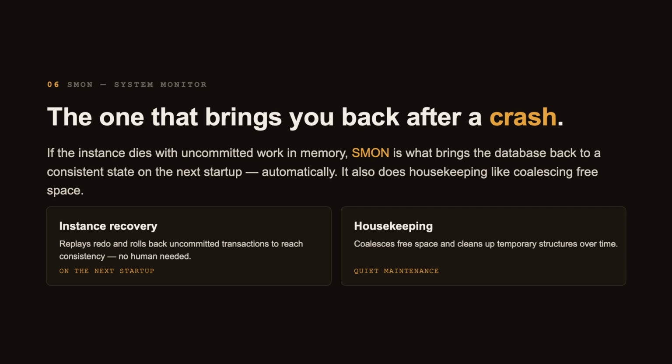SMON also handles quieter housekeeping, like coalescing free space. So if someone asks what happens when you restart after a crash, the name you want in your mouth is SMON. It's the automatic recovery process, and it connects right back to Chapter 5's startup stages.